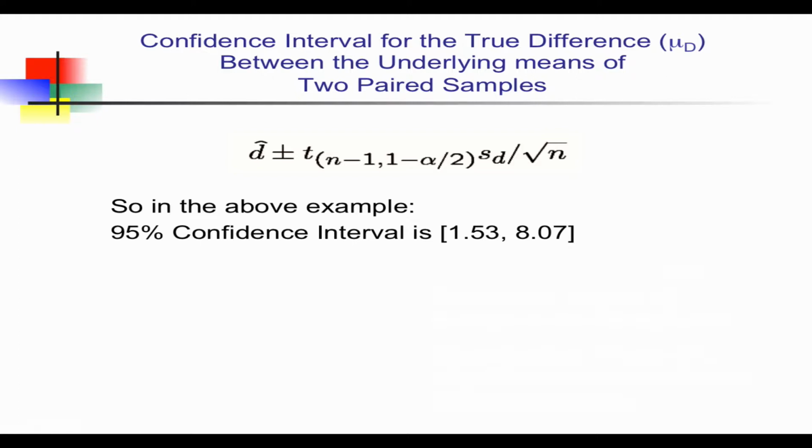So exactly how do we do this? Remember, t equals D bar subtract mu over S over square root of N, and this follows a t distribution with n minus 1 degrees of freedom. So that means the probability that this T is bounded by these two critical values is 1 minus alpha. Is that correct?